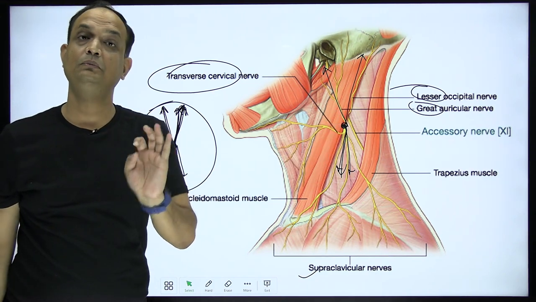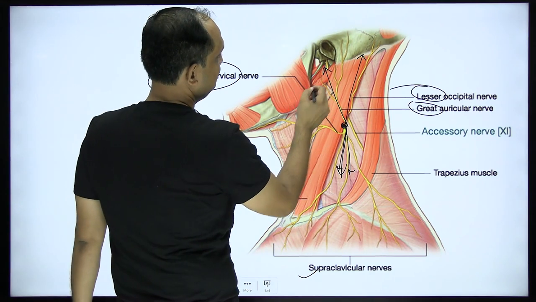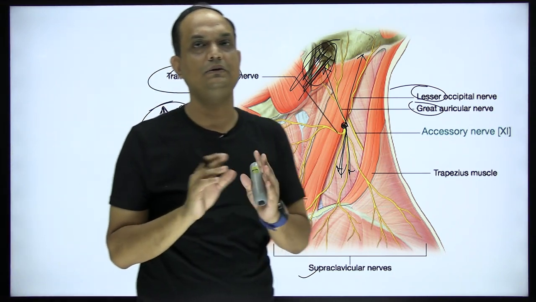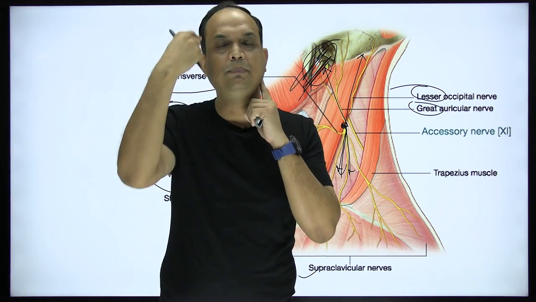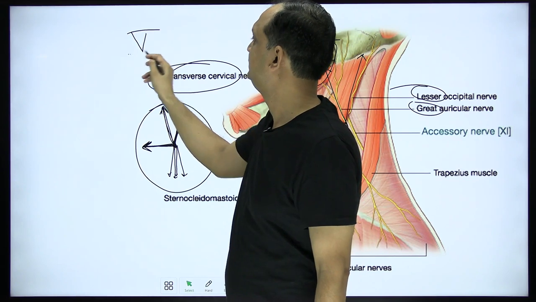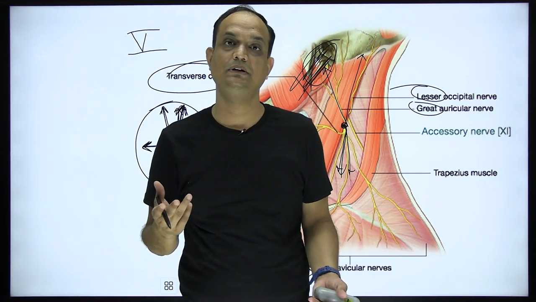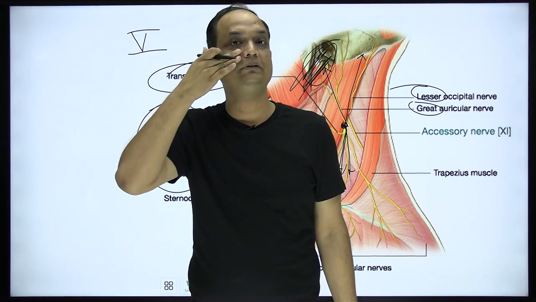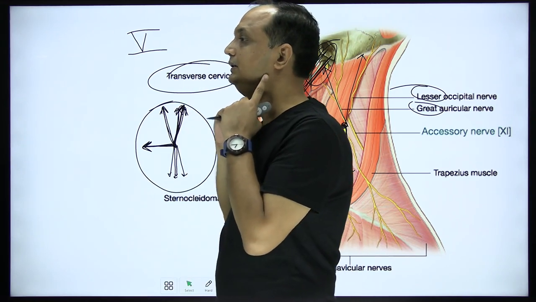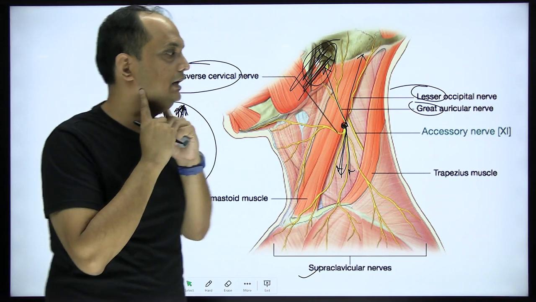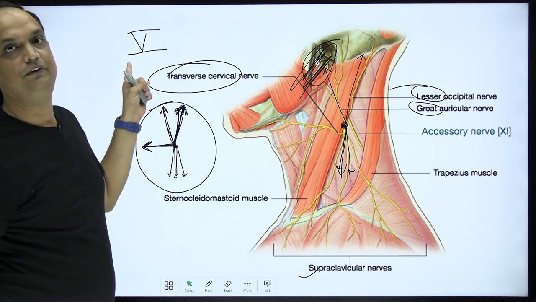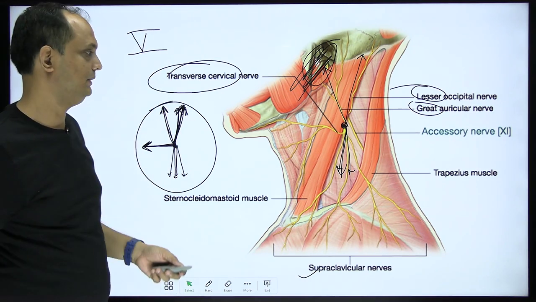Now there is one more question related to the great auricular nerve: this great auricular nerve supplies the skin over the angle of mandible. See, why is this question important here? Because whenever you study the sensory supply of the face, the sensory supply of the face is by the fifth cranial nerve. And what is the fifth cranial nerve? Trigeminal nerve. You have the ophthalmic division here, the maxillary division here, the mandibular division here. But the exception is the skin over the angle of mandible. This skin over the angle of mandible is supplied by the great auricular nerve, not by the fifth or trigeminal nerve. So this should be very clear in your mind.